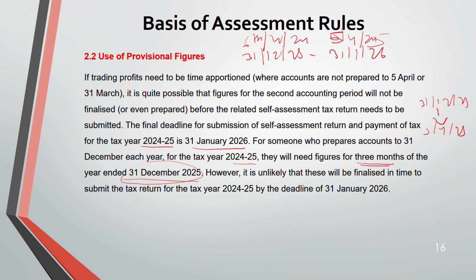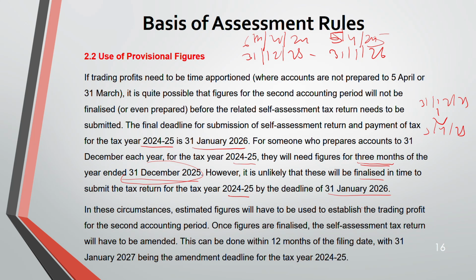But it is unlikely that this will be finalized in time to submit the tax return. So when you have to submit the tax return, this is the deadline, 31st Jan 2026. By this time, it's very unlikely that this account will be finalized. So in this case, you have to use provisional figures. That means estimated figures. How are you going to get these estimated figures? By using your trading profit for the second accounting period based on this.